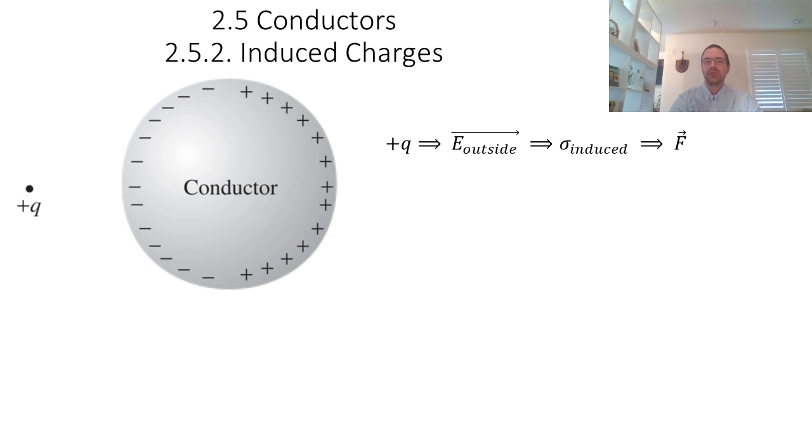And since the minus surface is closer to the charge than the positive surface, then the sum of these two forces is not going to cancel out. The attractive force will be larger. As a result, the plus Q charge will attract the conductor and vice versa. So in general, any charged body will attract conductors and vice versa.